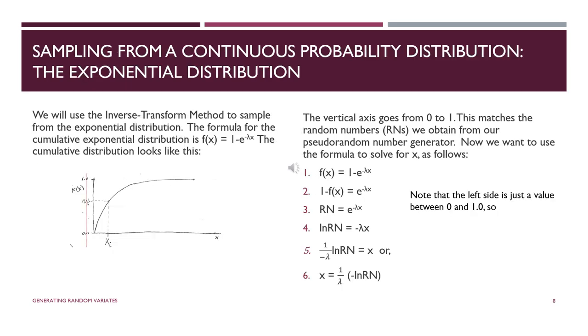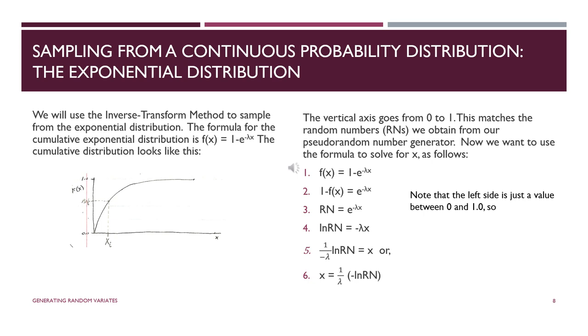So here's how we would use the inverse transform method to sample values from the exponential distribution with a particular parameter. The cumulative exponential distribution is on the graph in front of you. Again, the vertical axis is F of x, or in other words, a number between 0 and 1. It's a cumulative probability distribution. It's going to be a number between 0 and 1. And the x-axis is values from this exponential distribution. Maybe it's times, maybe it's inter-arrival times in your simulation.